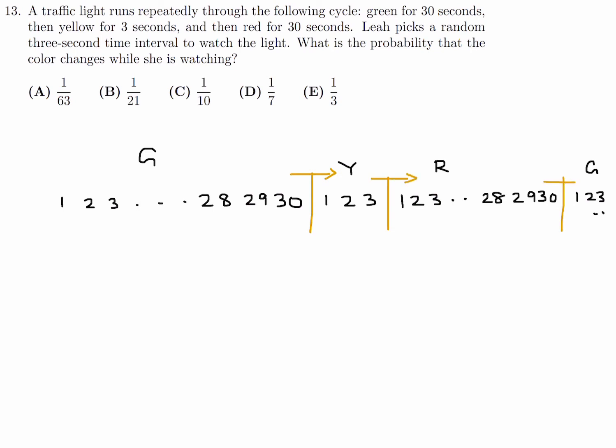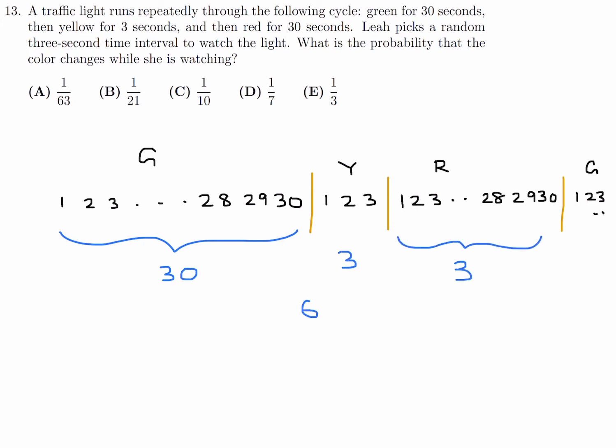Now, the total segment, if we were to look at it from the perspective of the total number of seconds, from here to here is 30, this is 3, and this is 30. So that is 63 seconds in total. So with regard to Lee and her 3-second time interval, the light will change if the beginning of her interval lies, for example, between 28 and 30.